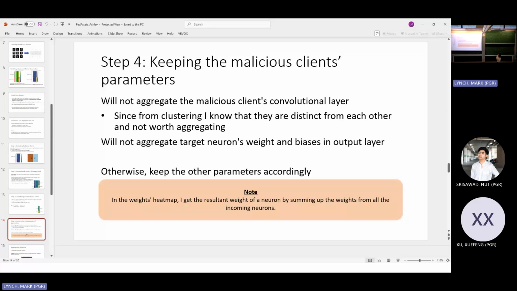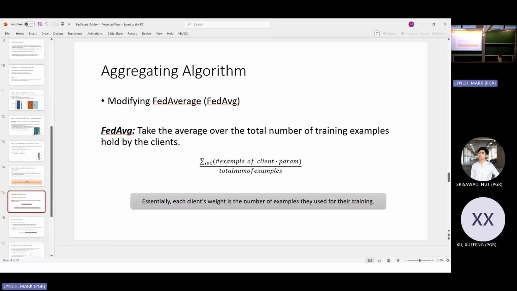So what we do is that we calculate and aggregate all of the fully connected layers of the malicious clients. But because we already know the target label is what the malicious clients are trying to perturb, we can automatically omit any of the weights and biases in the target neuron. So we only take a look at the remaining neurons.